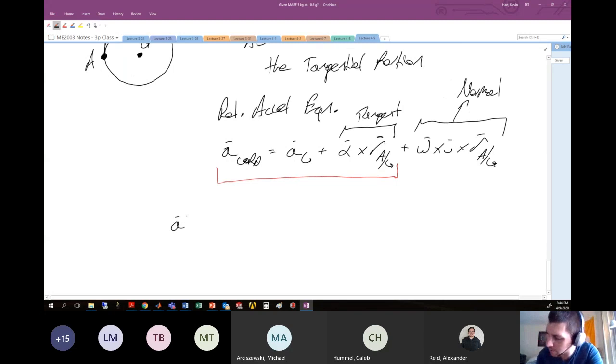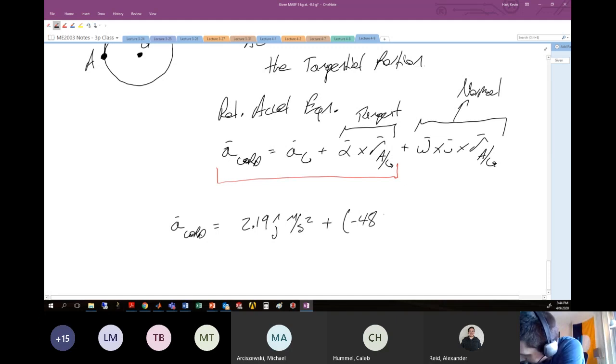So from that, the acceleration of the chord is the acceleration of the center of gravity, which is the acceleration of this disk, which here we know to be 2.19 j hat meters per second squared, plus the angular acceleration alpha, which we know to be negative 48 k hat radians per second squared, crossed with the position vector that locates A from G, which is negative 0.5 meters i hat.